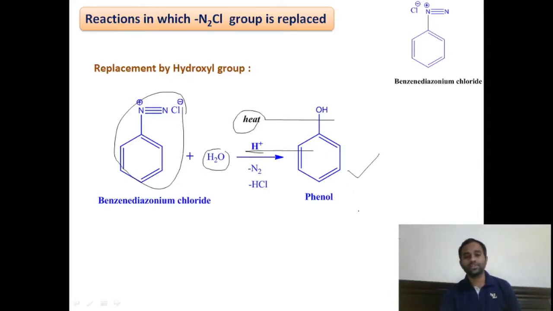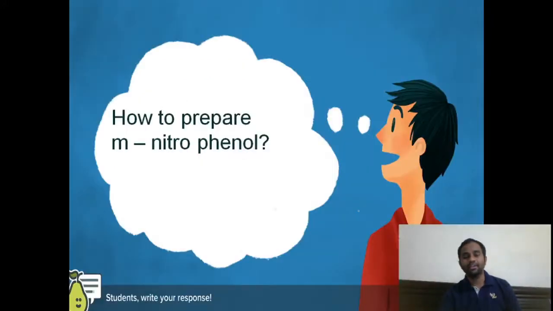Of course we can also use this reaction in preparing variety of compounds that we'll see in this slide. Here is a question for you: how to prepare metanitrophenol, right? In a usual manner we cannot prepare the metanitrophenol from the phenol reactant, because in the phenol OH group is the ortho-para directing group. When we subject the phenol to the nitration, we will get the ortho-para substituted nitrophenol. But here my question is how to prepare the metanitrophenol.